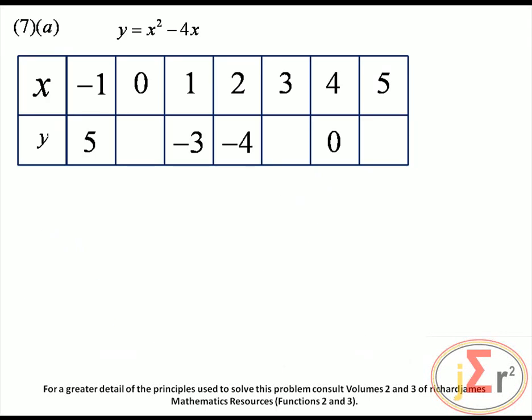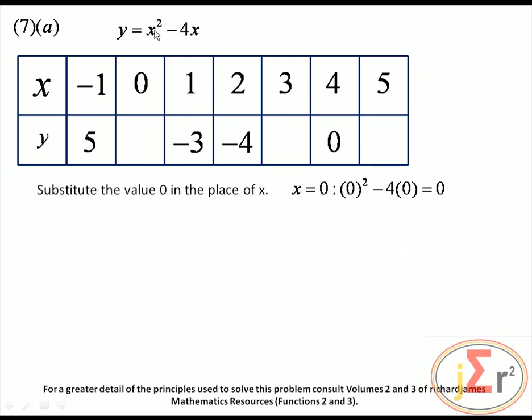There we have a function y is equal to x squared minus 4x. And first, we are required to complete the table that we have right there. So let us proceed. Y ordinates are missing for values of x equal to 0, 3, and 5. So substitute the value 0 in the place of x in this expression. So we will have y is equal to 0 squared minus 4 times 0. All zeros equal to 0. So no problem with that one.